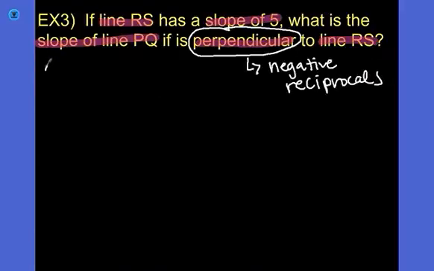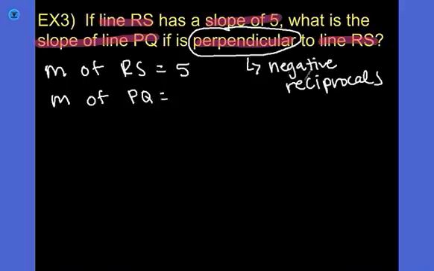So if the slope of RS is equal to 5, then the slope of PQ has to be the negative reciprocal of 5. Remember that 5 is really 5 over 1, so it would be negative 1 over 5. So all I did was change the sign from positive to negative and take 5 over 1 and flip it to make it 1 over 5.